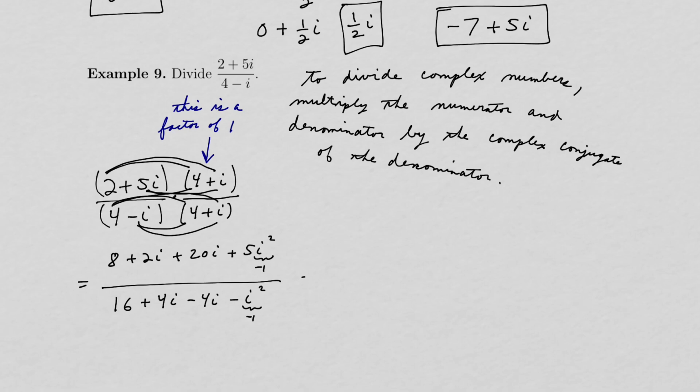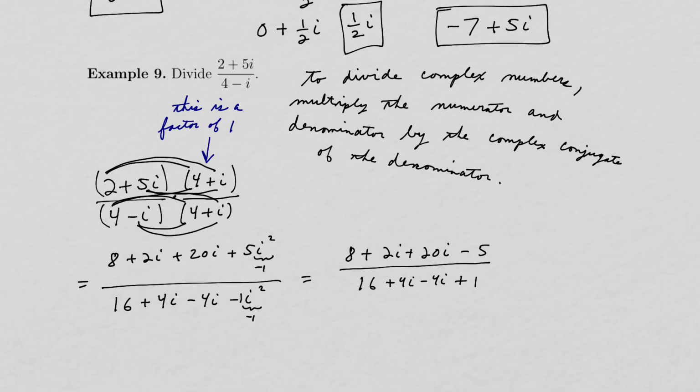So if we simplify this, let me just write it one more time. I have 8 plus 2i plus 20i. And then positive 5 times negative 1 is minus 5. In the bottom, I have 16 plus 4i minus 4i. And then negative i squared is basically negative 1 times negative 1, which is plus 1.